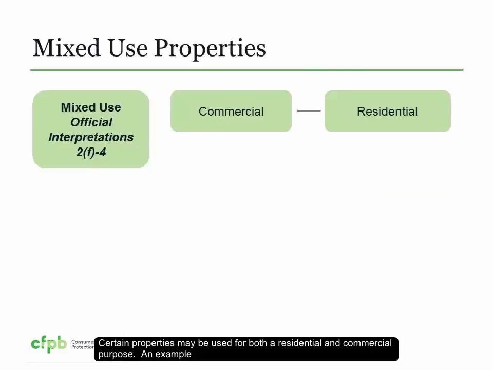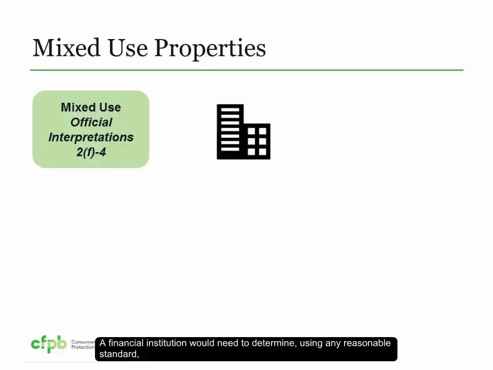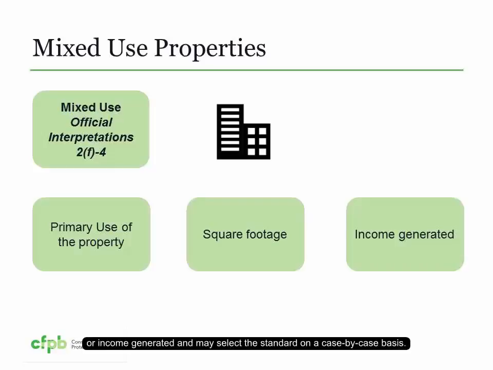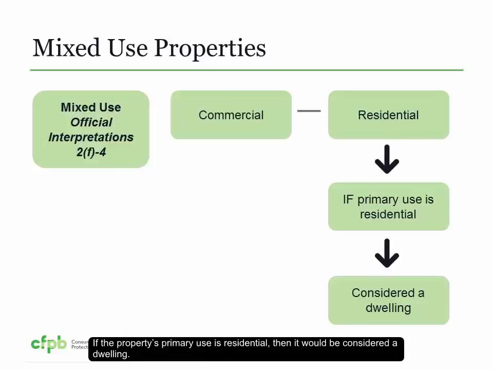Certain properties may be used for both a residential and commercial purpose. An example would be a building that has both apartment units and retail space. A financial institution would need to determine, using any reasonable standard, the primary use of the property, such as square footage or income generated, and may select the standard on a case-by-case basis. If the property's primary use is residential, then it would be considered a dwelling.